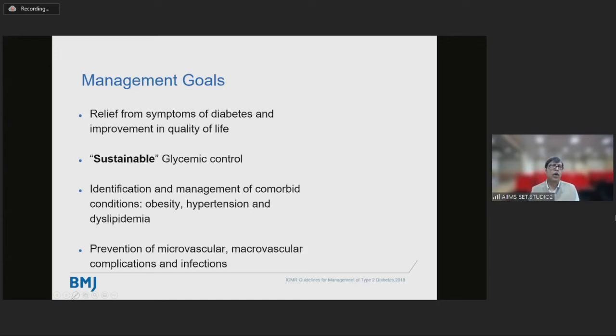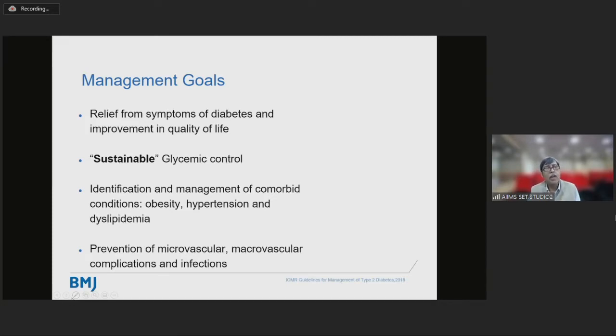What are the management goals of a person with diabetes? Number one, if they are symptomatic, you must make them symptom-free. A lot of our patients, because they've ignored the early symptoms, come with significant nocturia. So one of the earliest reliefs that you want to give them is not needing to wake up at night to pass urine. An improvement in quality of life, a sustainable glycemic control, and then, of course, remember, management of glucose is not the only management of type 2 diabetes.